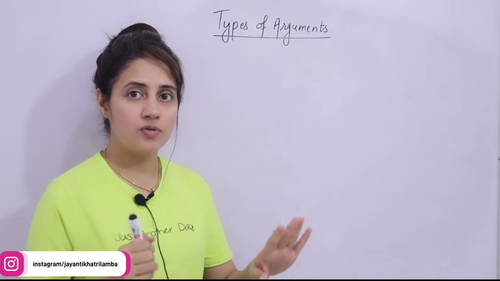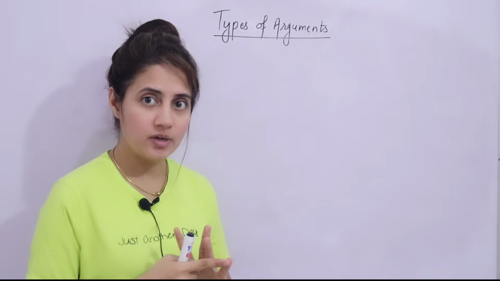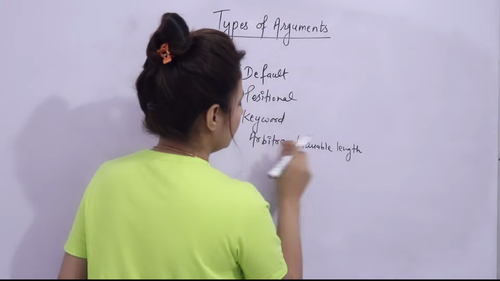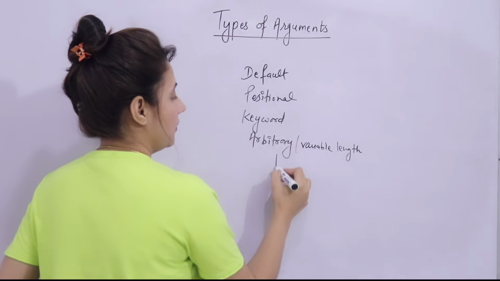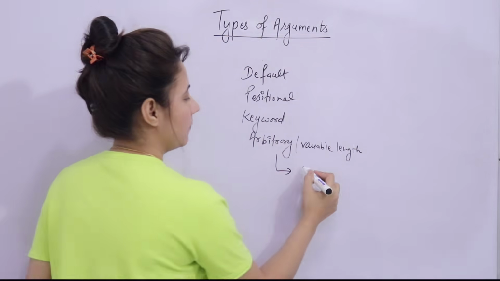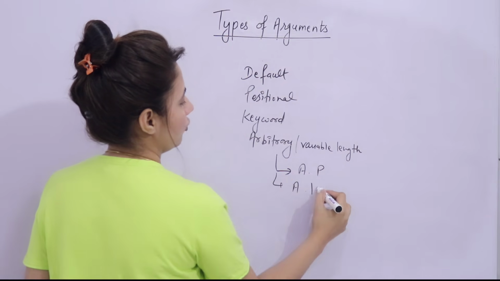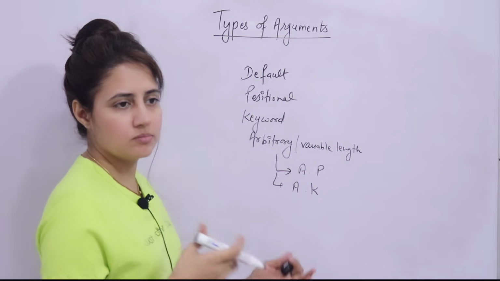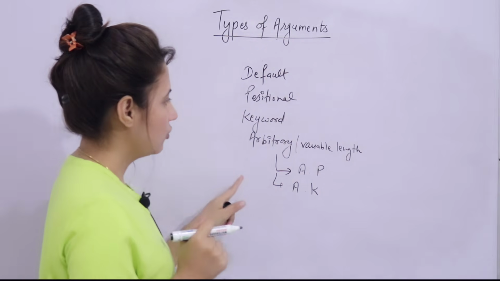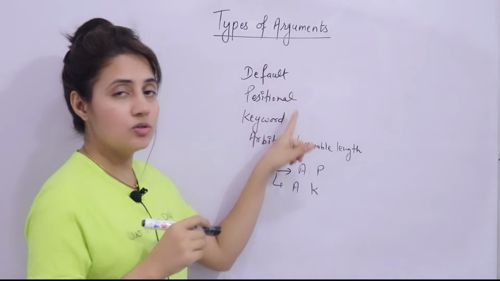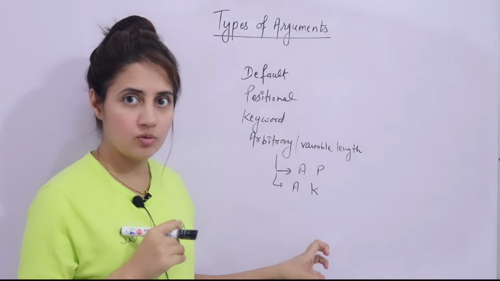So basically we have four types of argument: default, positional, keyword and arbitrary. This arbitrary is also known as variable length arguments. Further, arbitrary arguments are of two types: arbitrary positional arguments and arbitrary keyword arguments, right? And we'll also discuss required arguments. So basically these are the types of arguments we have. Now one by one we will discuss all the types of arguments, but with the help of programs. Practically I'll show you, rather than on this whiteboard, right?